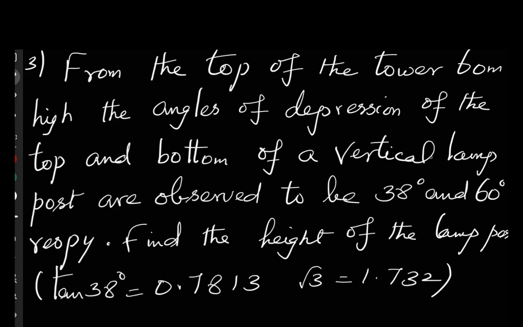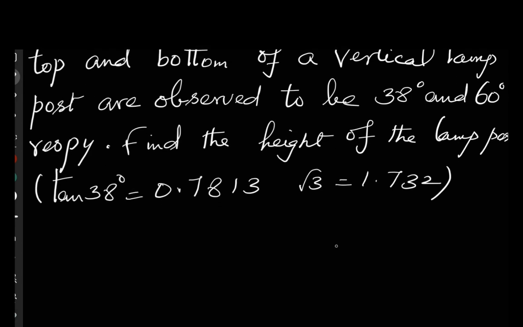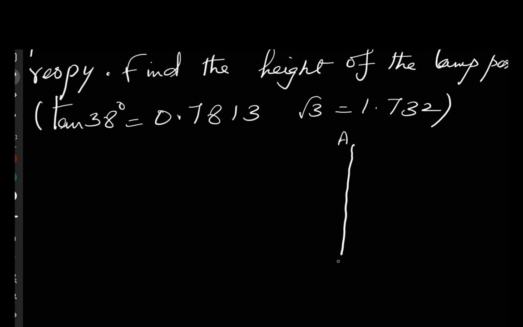and bottom of a vertical lamp post are observed to be 38 degree and 60 degree respectively. Find the height of the lamp post. See, the tower we have AB. The lamp post is some distance from this tower. Let me mark it as CD. So this is the horizontal distance.